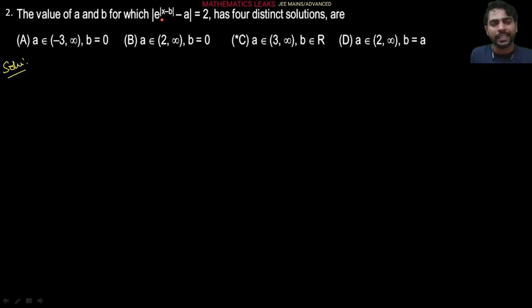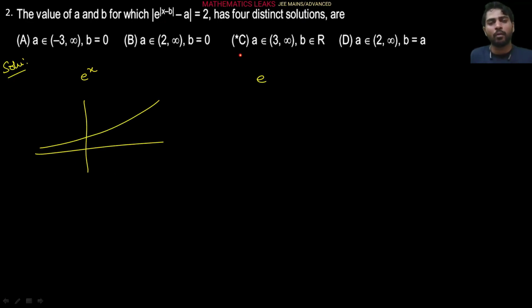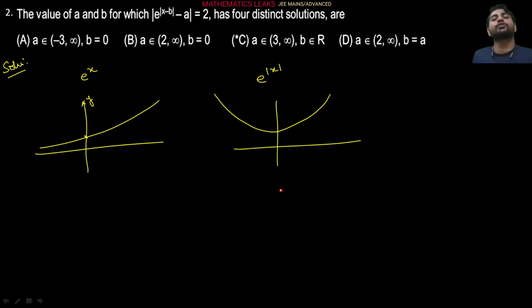In this one, the standard function we are seeing is e to the power x. So if I am asking for the e to the power x graph, it is like this one, right? And now e to the power mod x, since x has a modulus here, if I ask for the e to the power mod x graph, this graph will be nothing but the e to the power x graph available on the right side of the y-axis. Its mirror image we will take about the y-axis on the left side. So this will be the graph of e to the power mod of x, right?